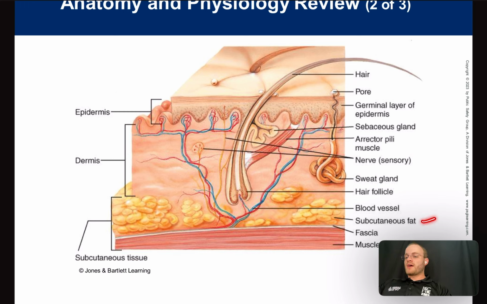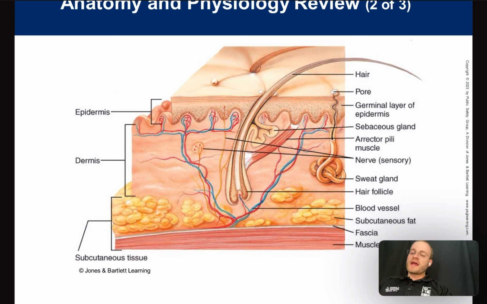Above that, we have subcutaneous fat. That's what these little beads are. It really does look like that. Then down here, we have some arterioles and veins that are branching off into arterioles and venules that will eventually branch off into capillaries.